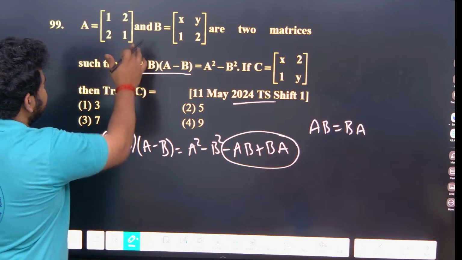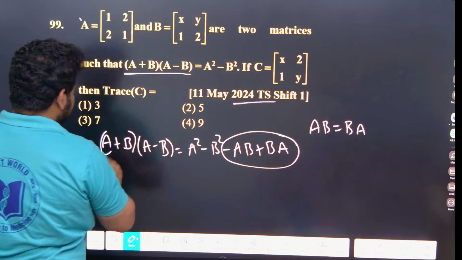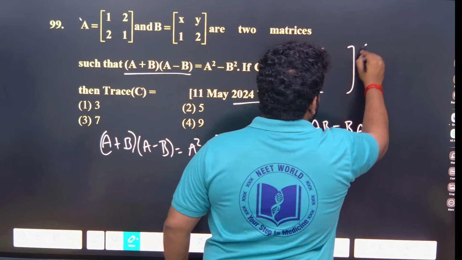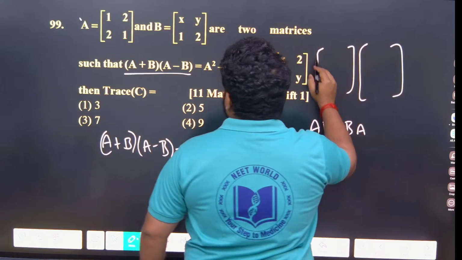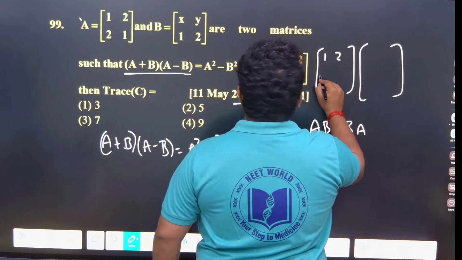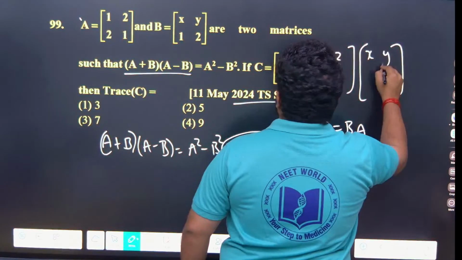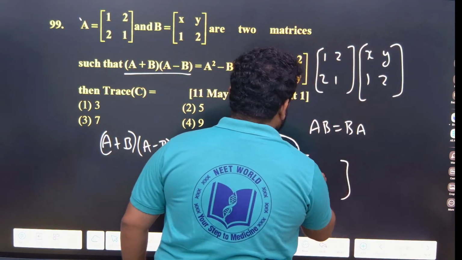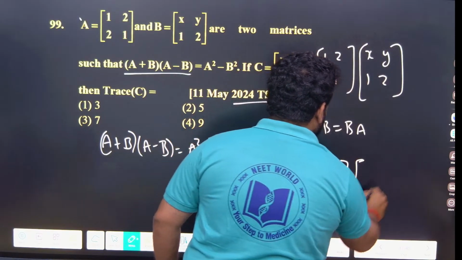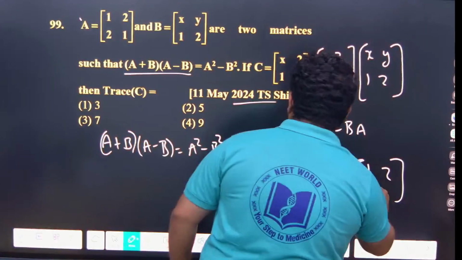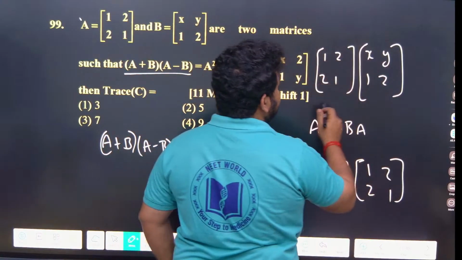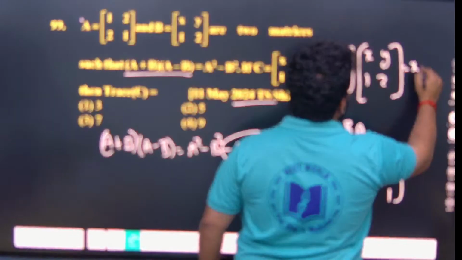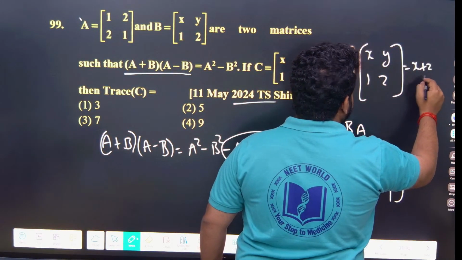Now what is AB here? If I take AB, let me write it here. The matrices are given as 1, 2, 2, 1 and X, Y, 1, 2. BA I'll write here: X, Y, 1, 2 times 1, 2, 2, 1. You should not have any confusion; that's why I'm writing it. Now if you multiply this and this, what you will get? X plus 2.